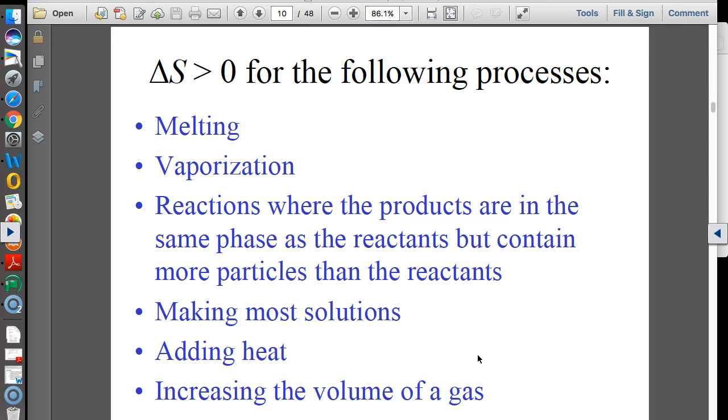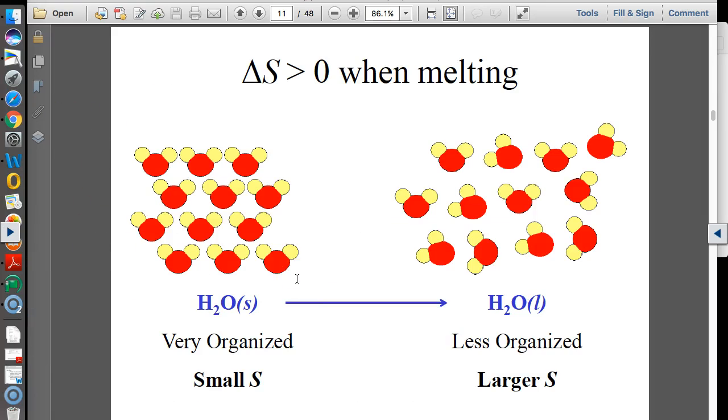When I melt or vaporize something, I'm going to give those particles more possibilities as far as their arrangement, because they're going to be able to move around more than they did as a solid for melting or as a liquid for vaporization. Also, reactions where the products are in the same phase but contain more particles have more possibilities for the arrangement. Making most solutions, adding heat to speed up the particles so they can be in more arrangements, and increasing the volume of a gas, which increases the space it can occupy, all give more possibilities for the arrangement. You can see how those magic words keep coming back. Entropy is going to be positive when you melt something because the particles are able to move around more, which gives them less organization but more possibilities for how they arrange.